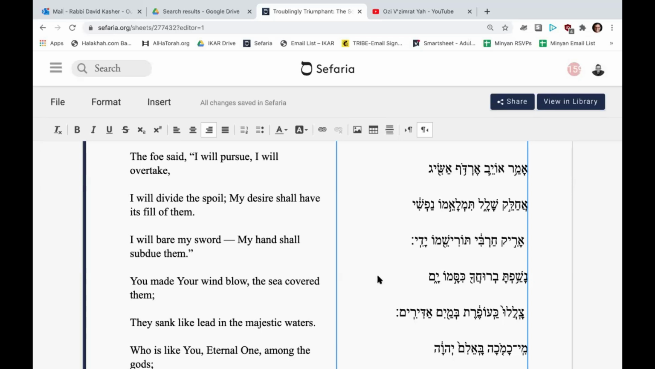The foe, the enemy said, I will pursue, I will overtake, I will divide the spoil. My desire shall have its fill of them. I will bear my sword. My hand shall subdue them. Right? So we heard their perception of what God is like. This is the perception of their enemy, coming at you, pursuing you, taking everything, satisfying their desire with you.